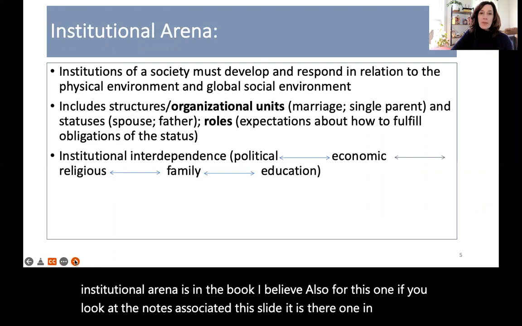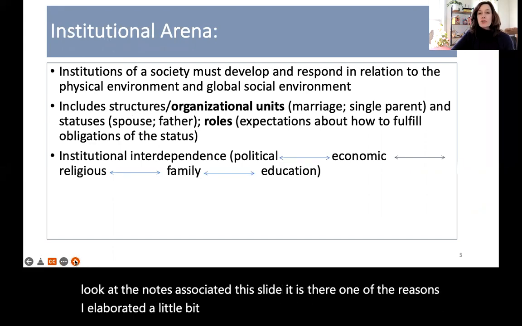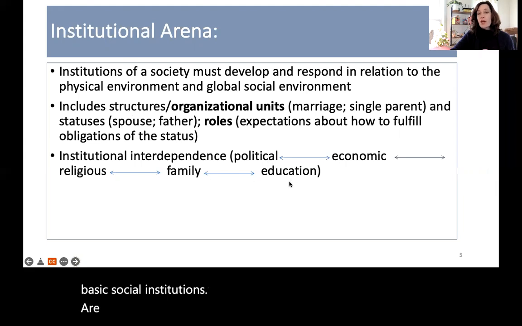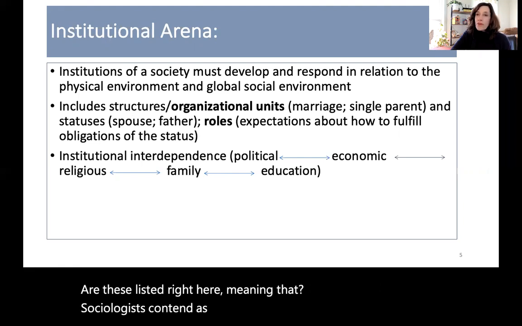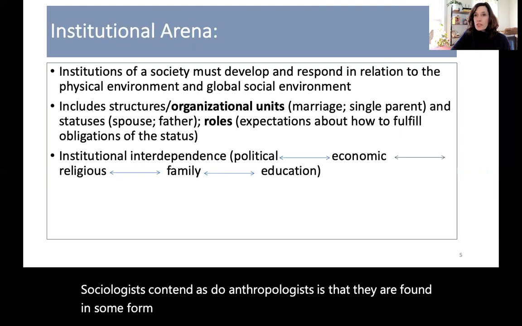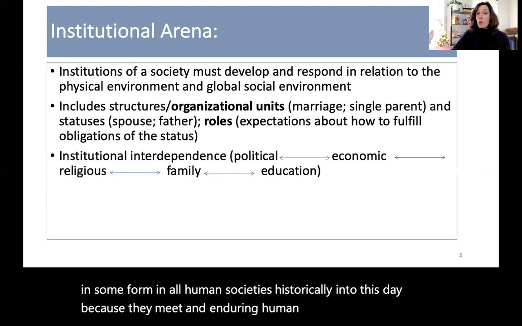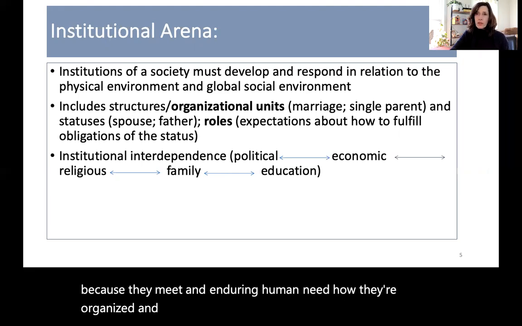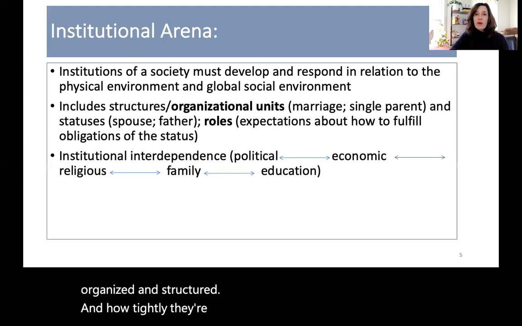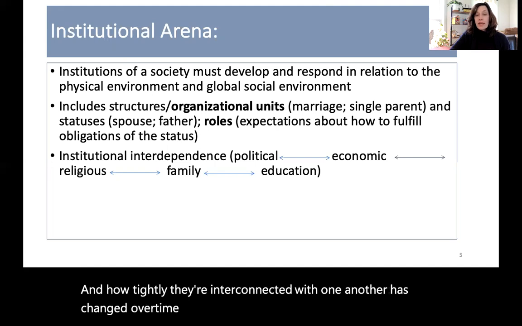One of the reasons I elaborated a little bit here is to point out that the 5 basic social institutions are these listed right here, meaning that sociologists contend, as do anthropologists, that they are found in some form in all human societies historically and to this day, because they meet an enduring human need. How they're organized and structured, and how tightly they're interconnected with one another has changed over time, and there is a lot of variation today in how they're structured.